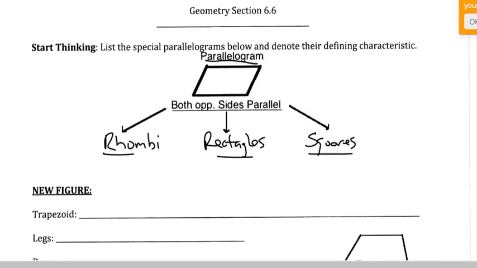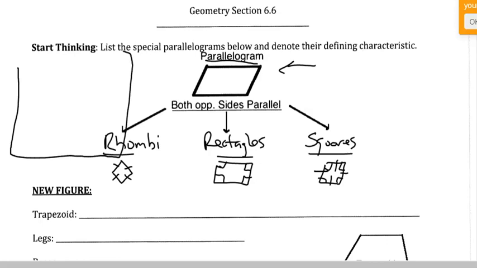Okay, remember the deal with rhombi is that they have all sides congruent. We talked about rectangles and they had the right angles. And then we talked about squares, which had both of those things. Last section we talked about how to prove the figures were not only parallelograms, but rhombi, rectangles, and/or squares. And now, like I said, we're going to be moving away from the type of figures we've been looking at.